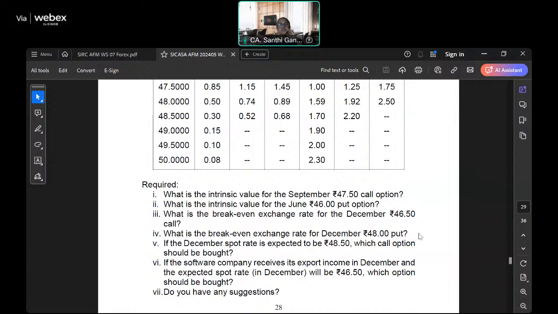And the next sub question, if the software company receives its export income in December and its expected spot rate is 46.5, which option? Now, in the previous sub question, specifically they've asked which call option. Here they have not mentioned what is the type of option, whether it is call or a put. What is it? You are receiving. Therefore, you would like to sell the foreign currency. Therefore, it has to be a put option.